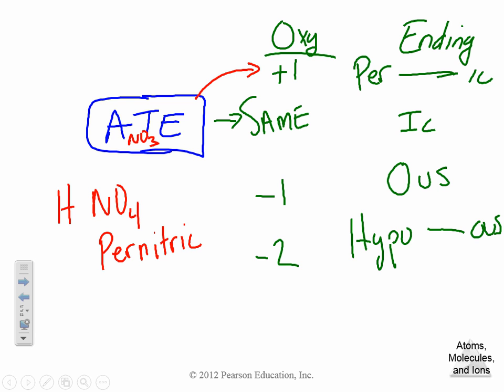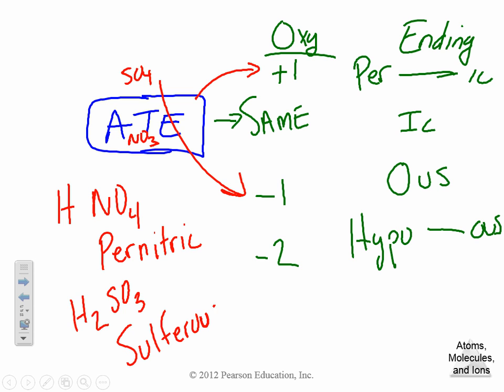If we do another example, just to refresh your memory, let's go H2SO3. SO3, what is our base ate? Our base ate would be sulfate. Sulfate is SO4. So now we are going to go with the rule: our acid has one less. So now our acid, instead of being sulfate, is going to be sulfurous. I add the ur in there, sulfurous. So sulfurous acid.